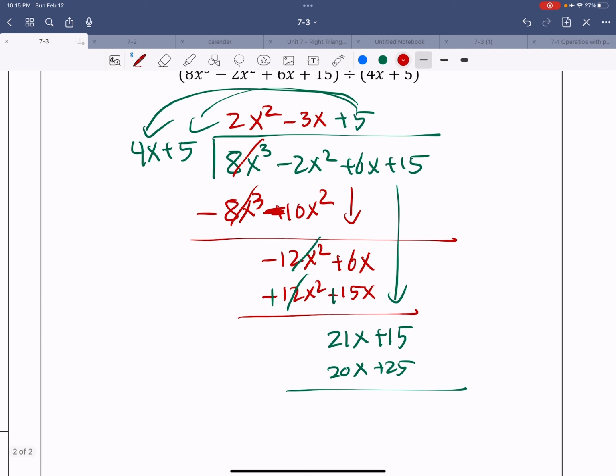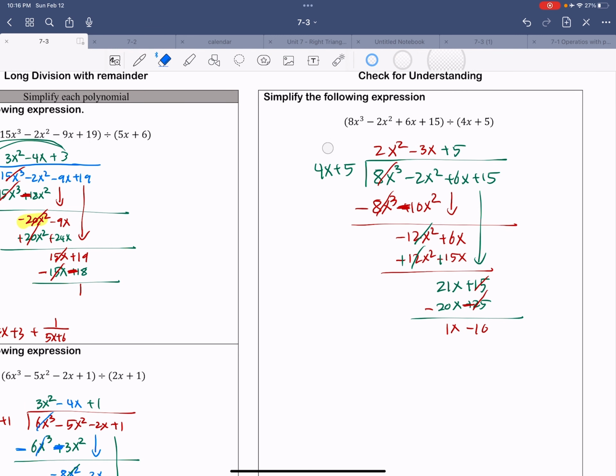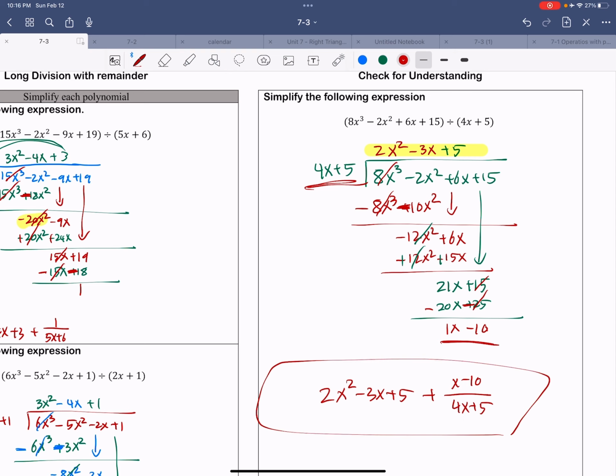Okay, watch what I do. Negative, negative. So 21 minus 20 is 1x. 15 minus 25 is negative 10, right? And as you can see, 4x does not go into 1x, so that's it. That's a remainder. So that's our quotient. Plus, you write this one down, x minus 10, over, you write this remainder down as a denominator. So that's gonna be our quotient, okay?